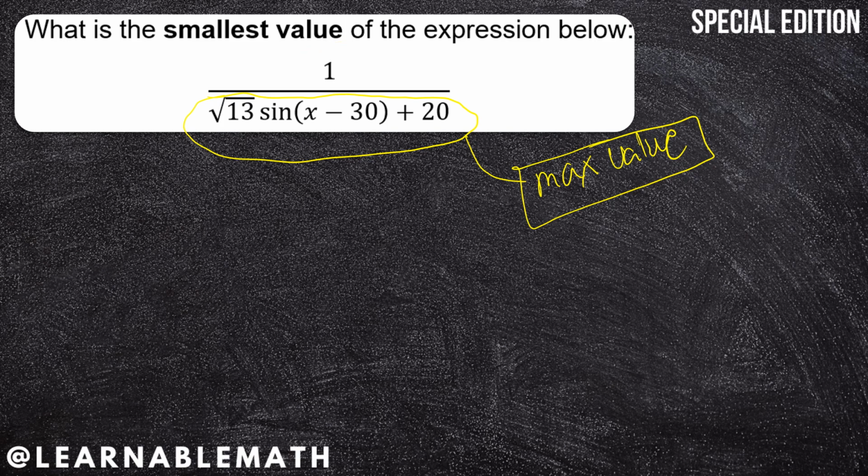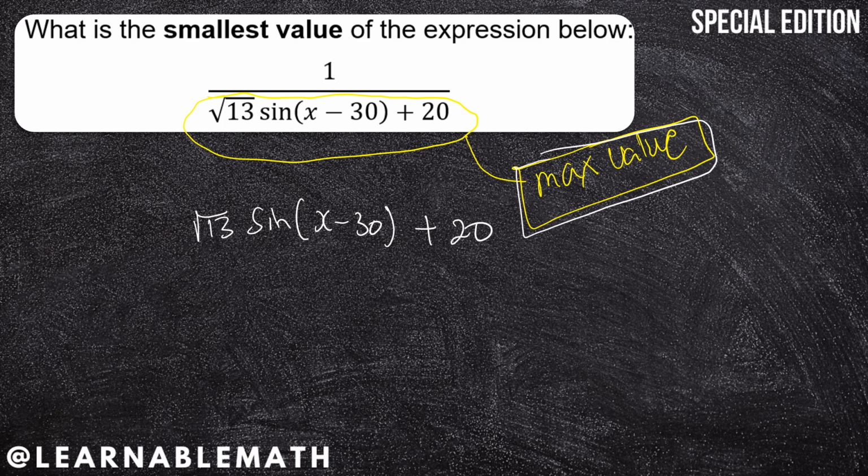So we're just concerned with how we can find the maximum value of this expression, root 13 sine (x minus 30) plus 20. That's our question, because once we know the maximum value of the function, we just go and substitute. That will give us the smallest value. How do we get the maximum value of any trigonometric function? I'm also going to show you how you get the minimum value.